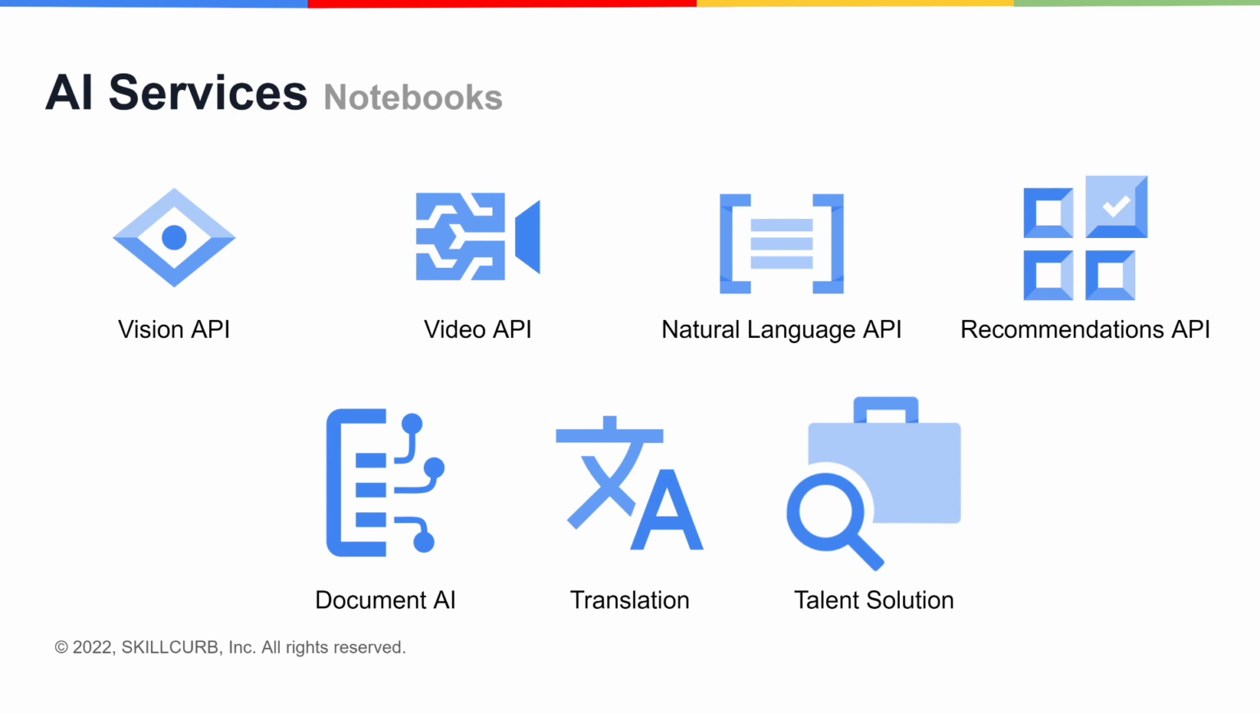Recommendations API provides a catalog of records and will make suggestions and recommendations to users. This is part of Retail AI. Translation API dynamically translates languages, Google Translate being the best example of this usage. Documents API uses natural language processing to train and simulate how a human would review a document and provide something very similar. Lastly, Talent Solution provides you the capability to create, read, update, and delete job postings.